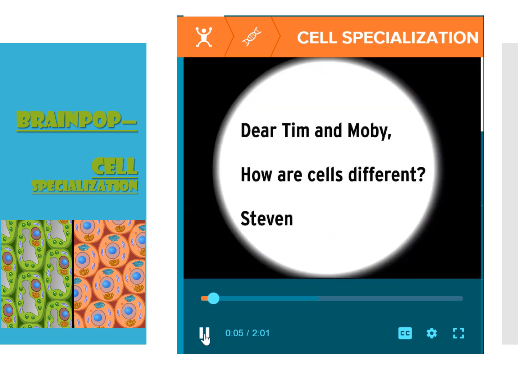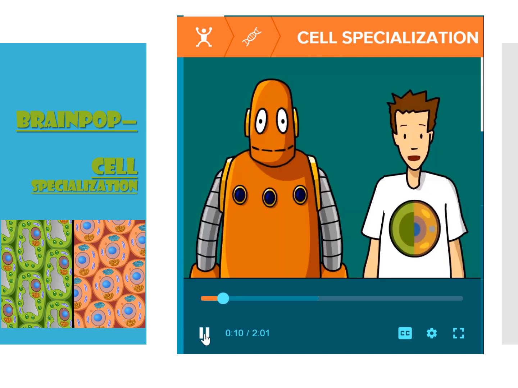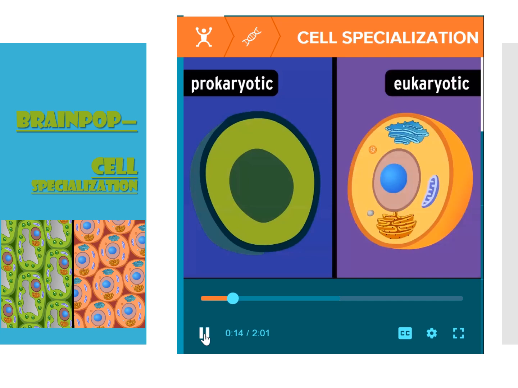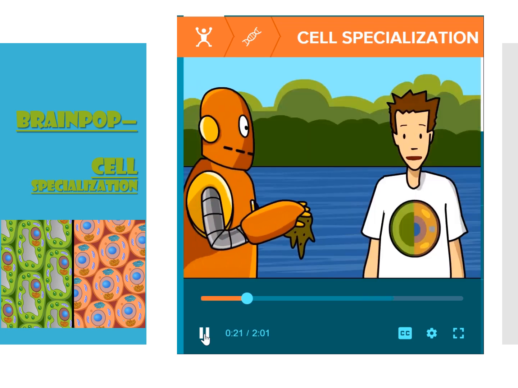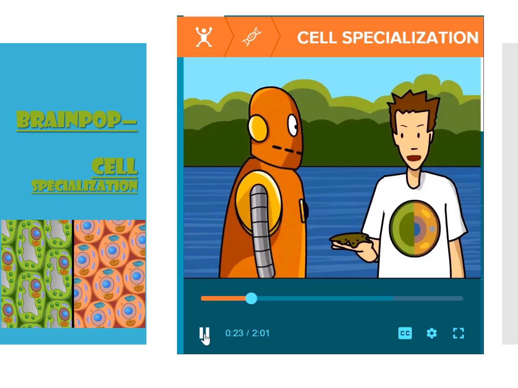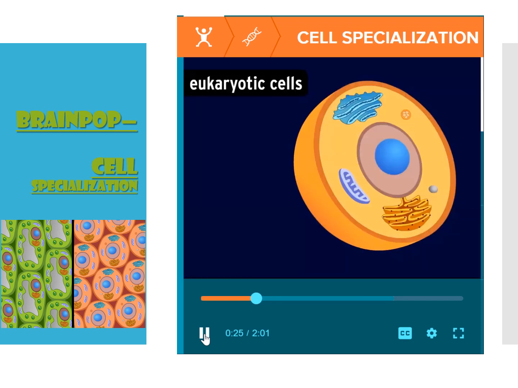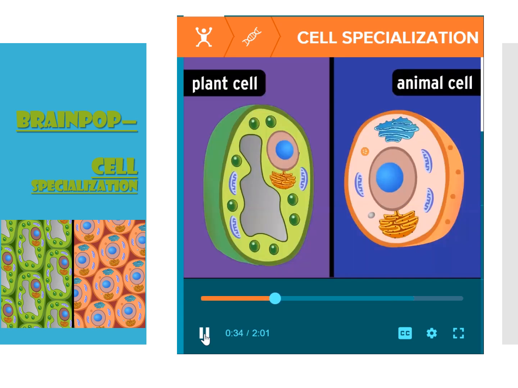Dear Tim and Moby, how are cells different? From Stephen. Well, for starters, there are two basic types of cells, prokaryotic and eukaryotic. Prokaryotic cells don't have any membrane around their nuclear material. They're single-celled organisms that can live on their own. Well, thanks a lot. Eukaryotic cells are what we're made of. They have a nucleus of hereditary material that's surrounded by a membrane and controls the life of the cell. Plant and animal cells are both eukaryotic.